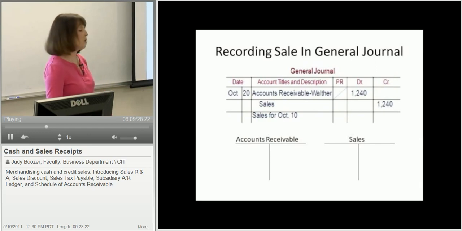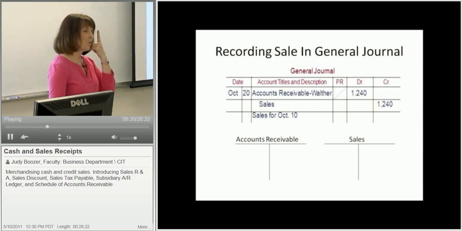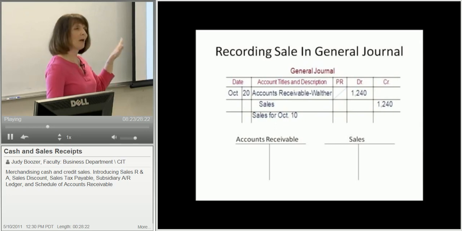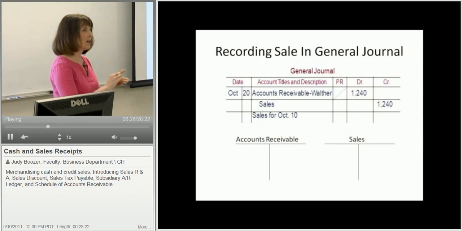So in the post-reference column there, I'd put the account number for accounts receivable, correct? Once I post it. And that would start with a 1. And then what am I going to put when I post to the subsidiary ledger for Walther? Just a check mark, indicating this has been posted to the subsidiary ledger for this customer. A check mark, only a check mark there. So for that debit for $1,240, I need to post 2 places. And then the credit goes to just the sales account itself.